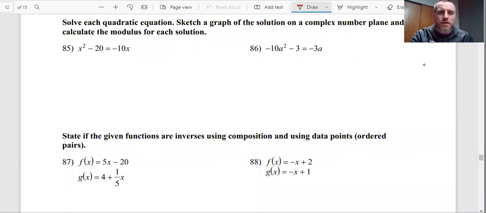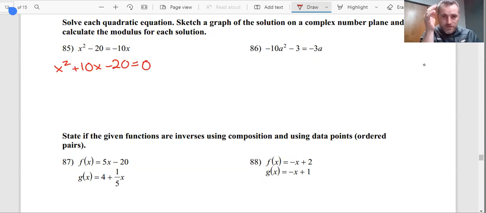So let's do number 85. x squared. I'm going to move the negative 10x to the other side, because if you want to solve a quadratic, probably want it to be set equal to 0. So x squared plus 10x minus 20 equals 0. Now, if I could factor this, that's what I would want to do. I need factors of negative 20 that add up to 10. However, I do not think that such factors exist.